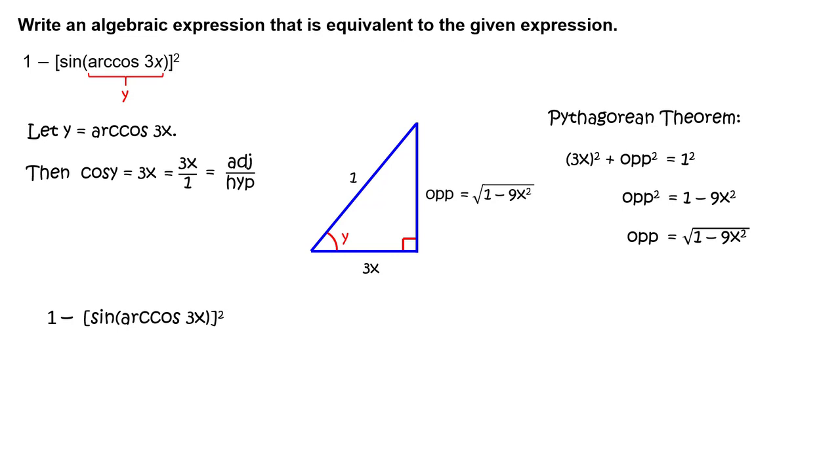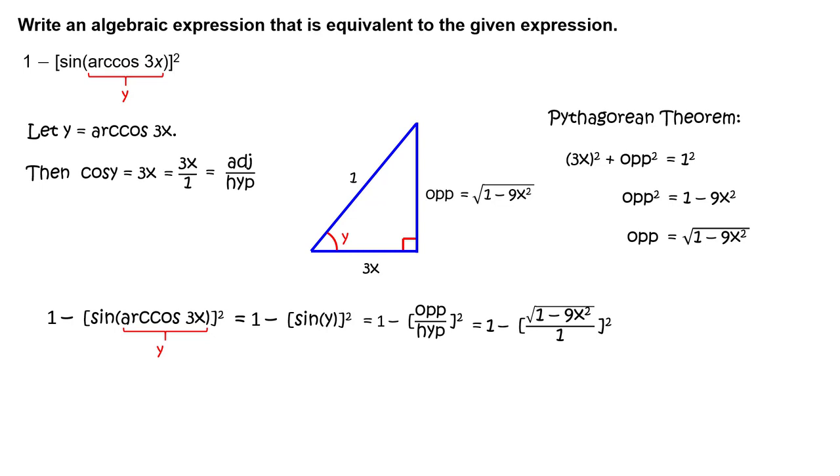Next, write the original given expression, 1 minus sine of arc cosine of 3x, squared. Next, substitute y for arc cosine of 3x. You will get 1 minus sine of y, squared. Next, recall that sine of y equals the length of the side opposite to angle y divided by the length of the hypotenuse. Next, substitute the square root of the quantity 1 minus 9x squared for the length of the side opposite to angle y, and 1 for the length of the hypotenuse.